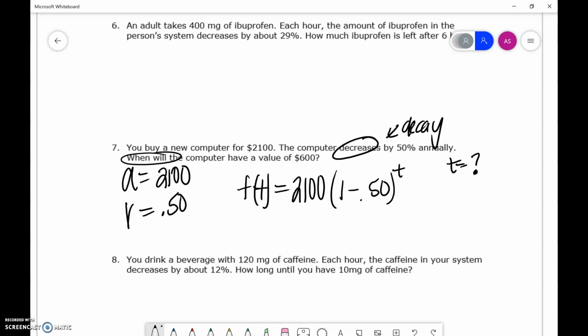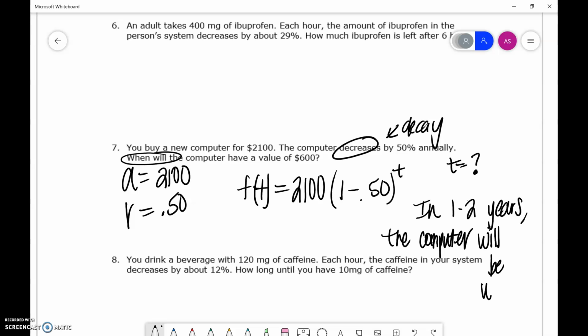So I'm going to put in 1 to 2 years, the computer will be worth $600.